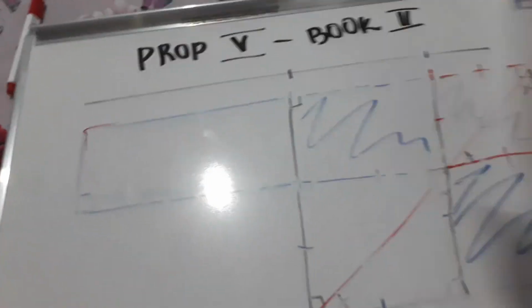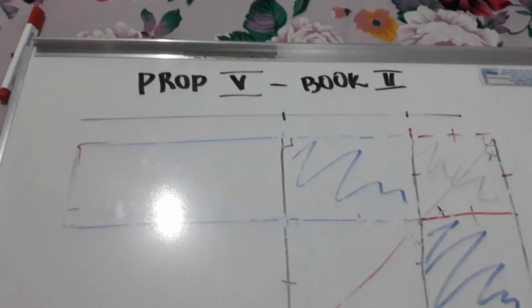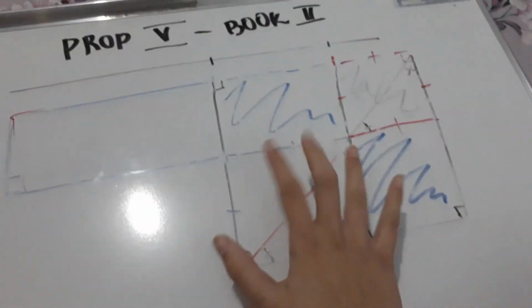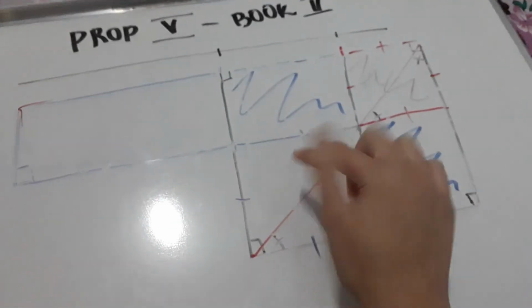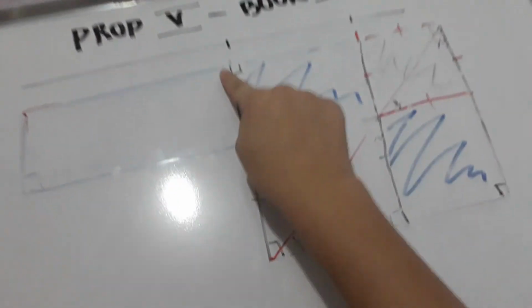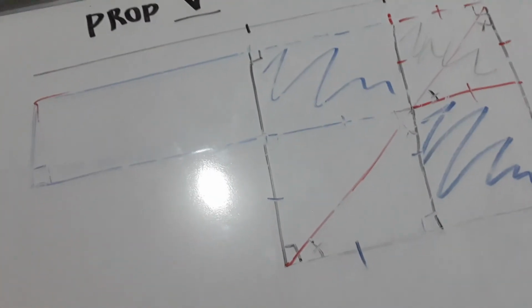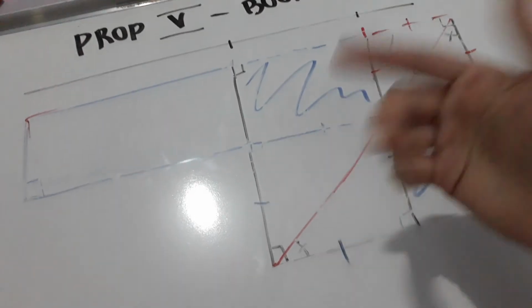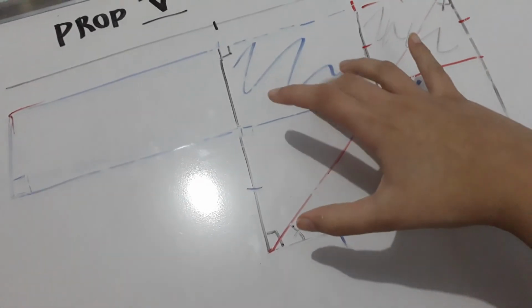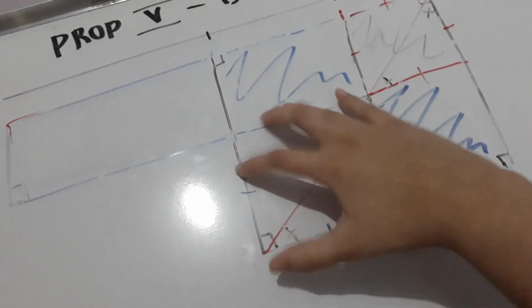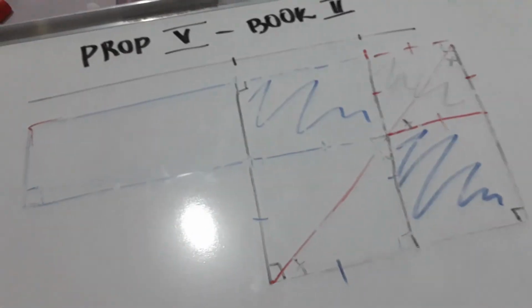We're going to have this one equal to this one. So we're going to have this one being the rectangle contained by the uneven parts, and we are going to have what? This square being the square contained by the side that is in between the points of section. Why? Because this is the line in between the points of section.